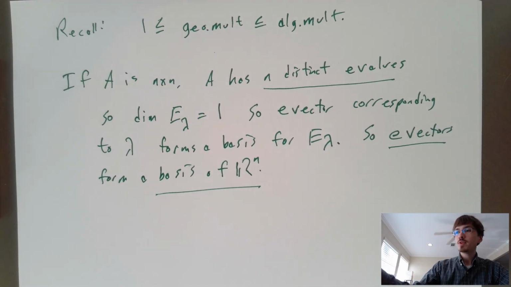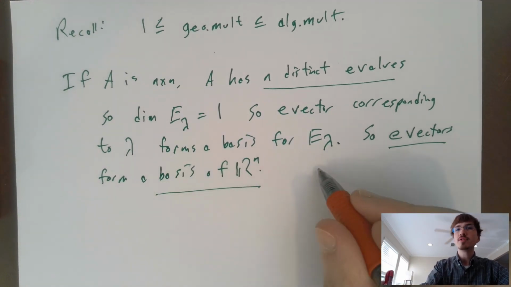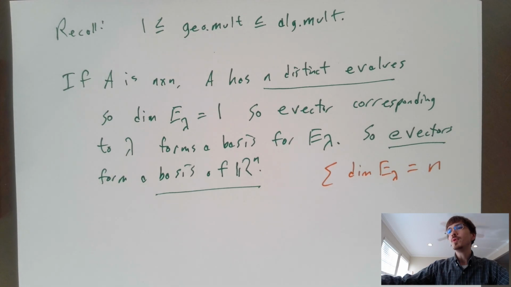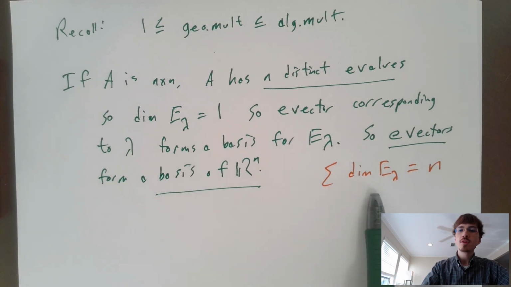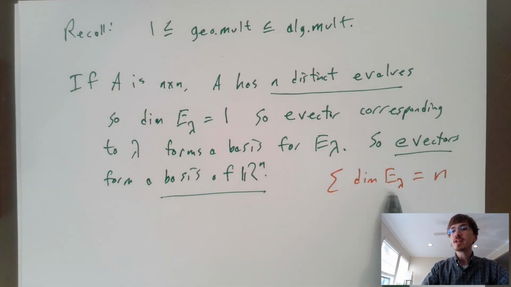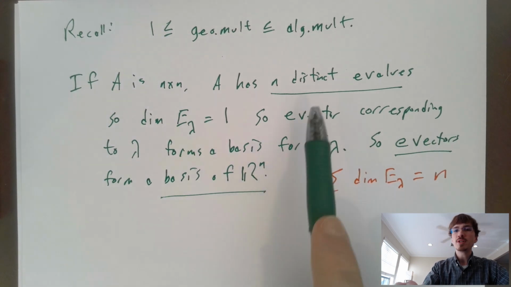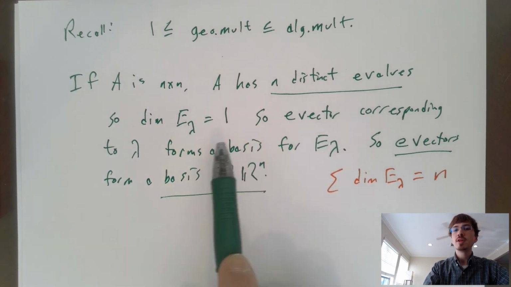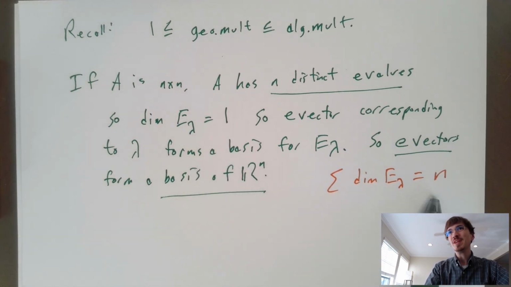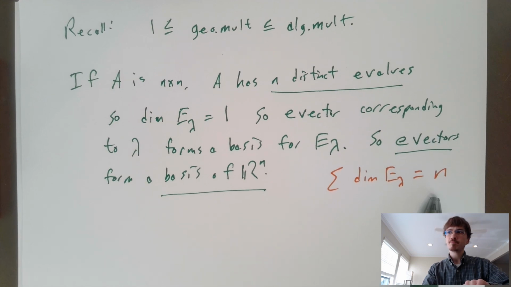And let's just be clear, when will we always have a basis of eigenvectors? We will always have a basis of eigenvectors whenever the sum of the dimensions of the eigenspaces is equal to n. And we have it here because we have distinct eigenvalues. Each eigenspace has dimension 1. What happens if you sum all of these? You get n, right? All right.